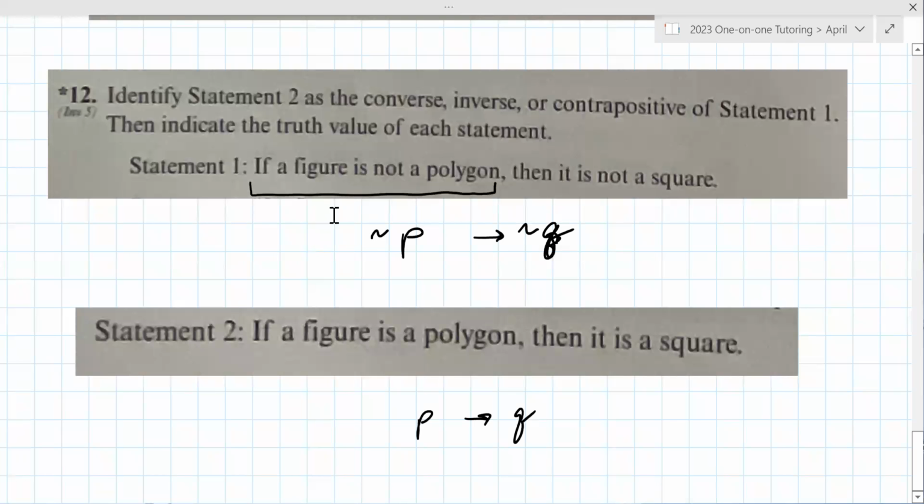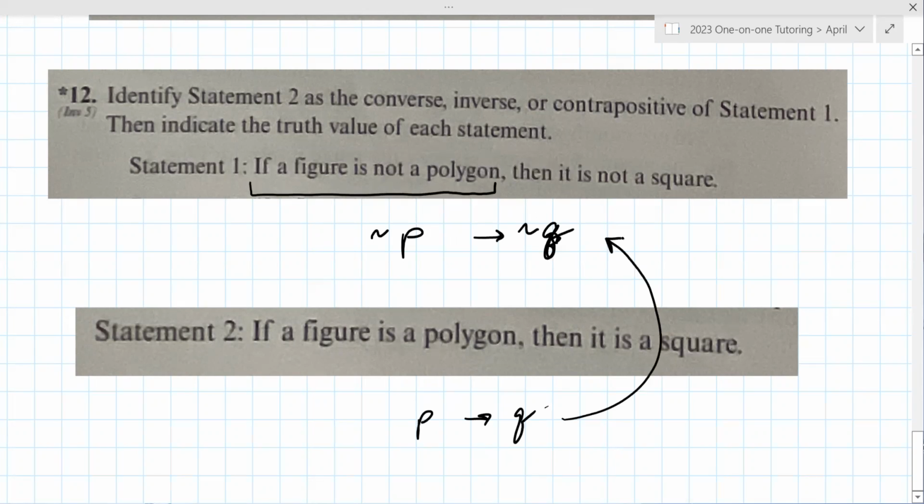Okay, sorry. Here's the thing, you're not looking to see if it actually makes any sense logically. You're just looking at how the statements are formed. If a figure is not a polygon, then it is not a square. Not P, not a polygon, not square, not Q. Polygon P, then it is a square. Normally, you start out right here with the P then Q and go kind of this direction to figure it out.